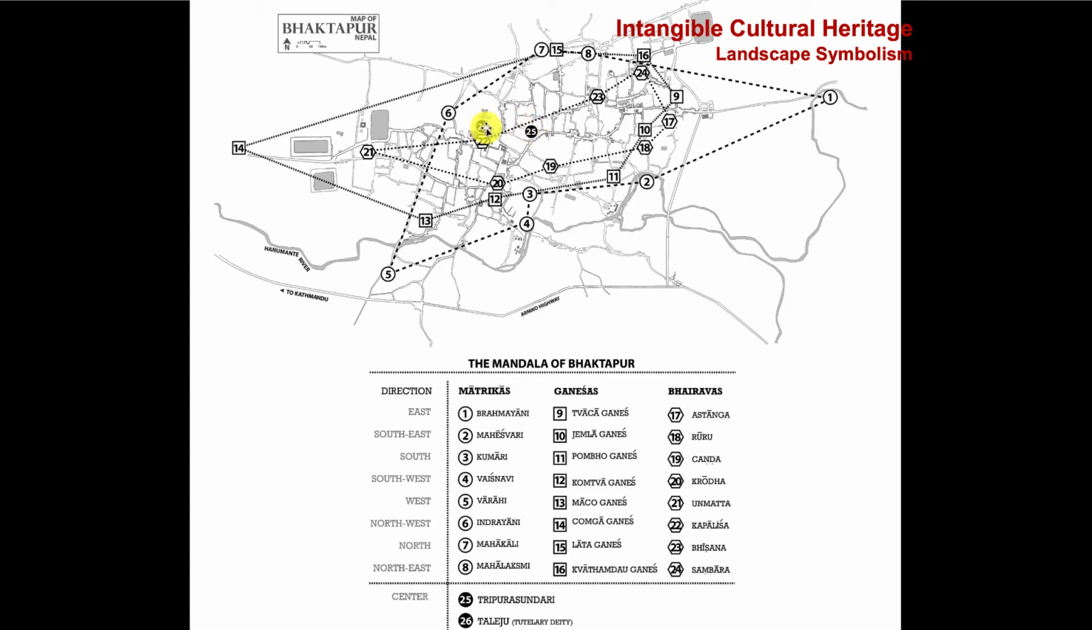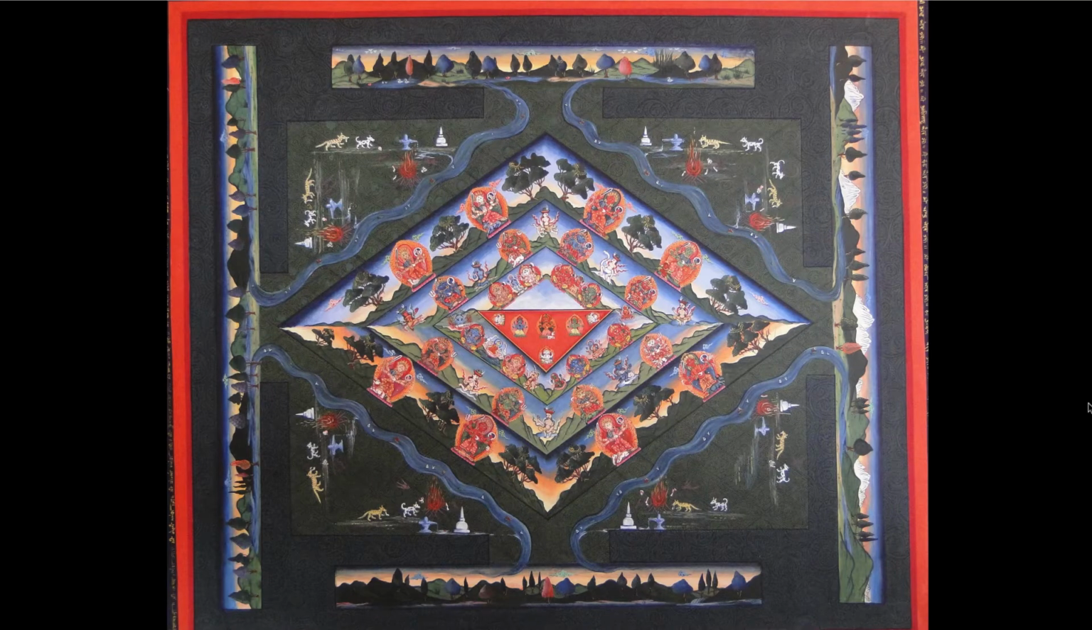And in addition to that, there is a temple located within the palace complex here that is dedicated to the goddess Thalaju. As I mentioned, she is the tutelary deity of the Malla kings. So this particular belief system and how this belief system is laid on the ground is an important aspect of the urban form of Bhaktapur. And that is also represented in this mandala drawing in Bhaktapur.